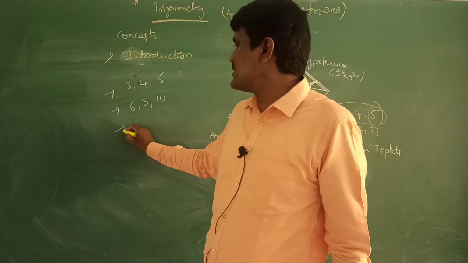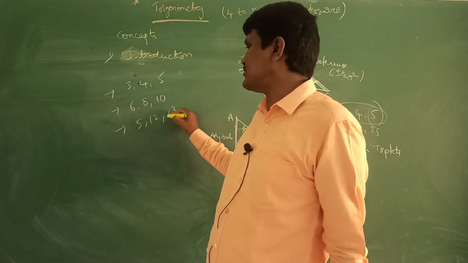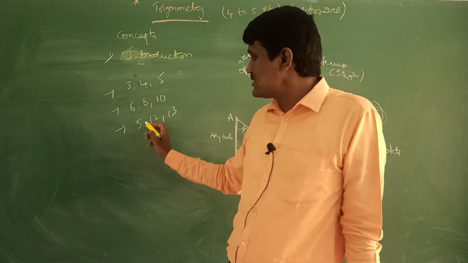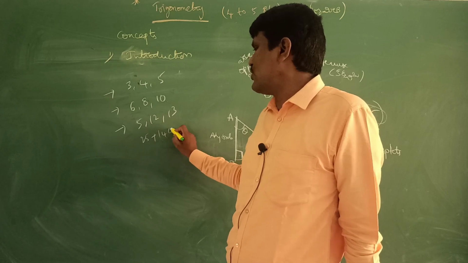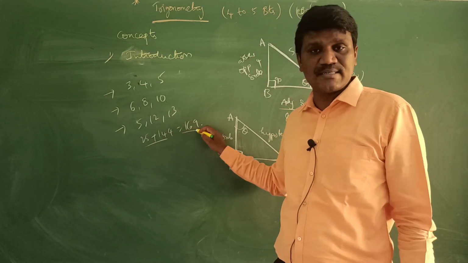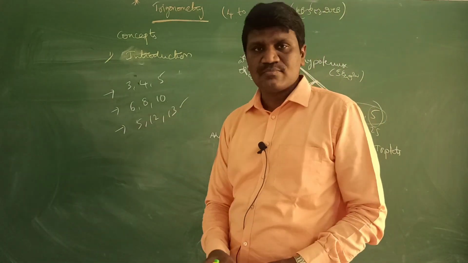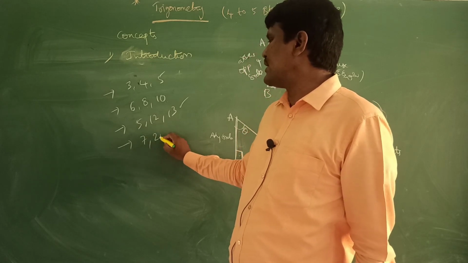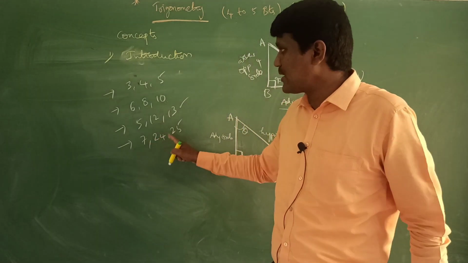And the third one, the most important one, is 5, 12, 13. 5, 12, 13 is also a Pythagorean triplet because 5 square is 25 plus 12 square is 144, and 13 square is 169. So 169 is equal to 169. So 5, 12, 13 is a Pythagorean triplet. And one more important one is 7, 24 and 25. This is also an important Pythagorean triplet.